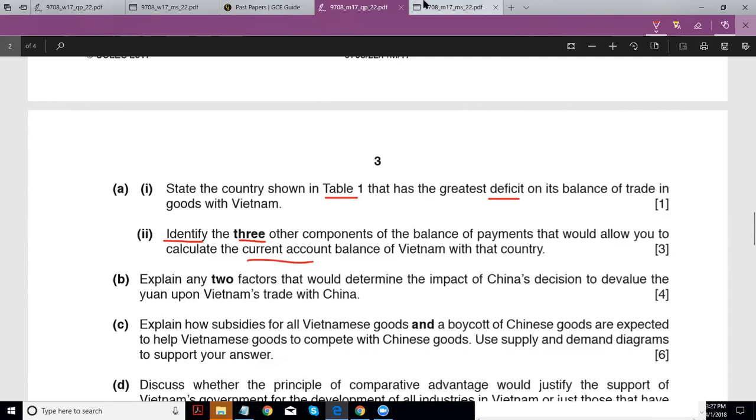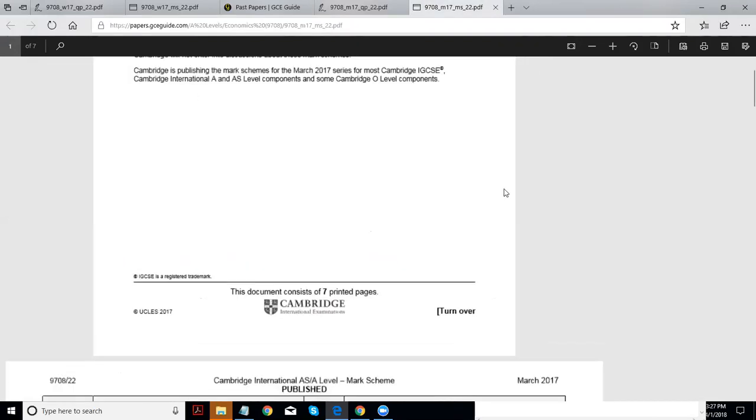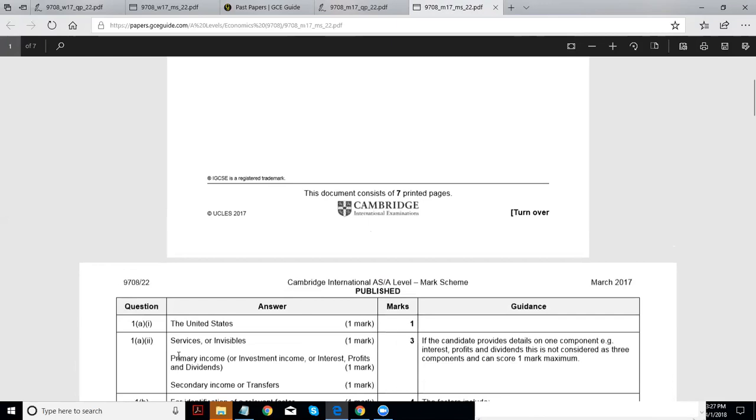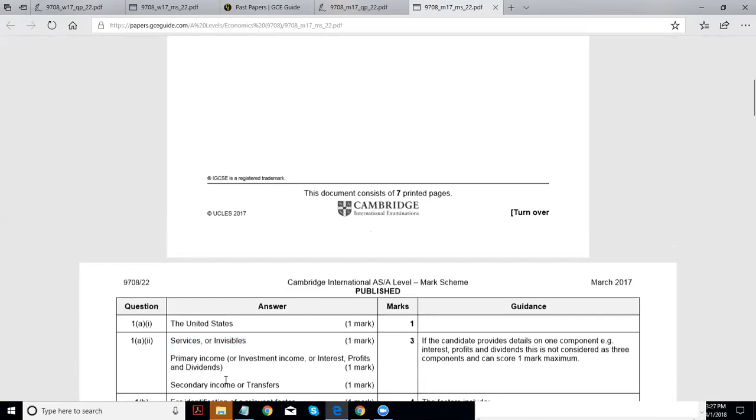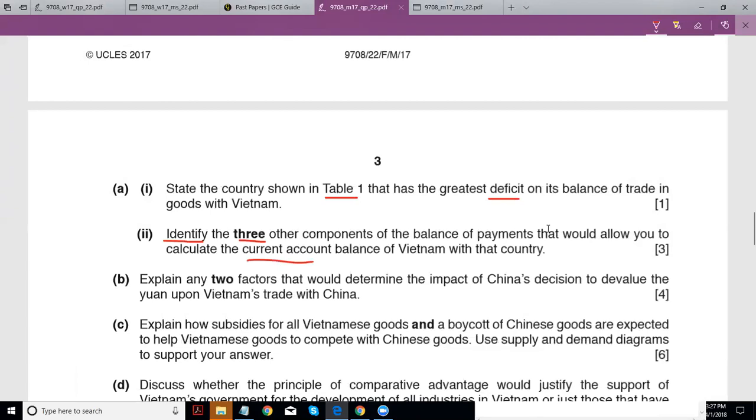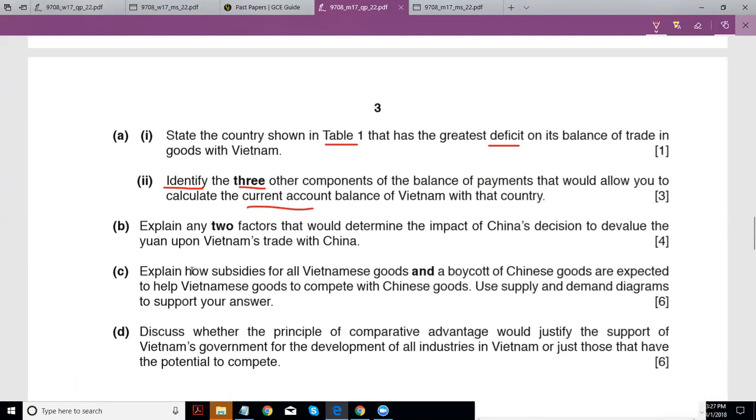Right, and I'm just checking the mark scheme as I go along, because maybe I'm doing this for the first time. So yeah, trade in services, or we call them invisibles, and you have income flows, or you can also call that investment income, and you can call these transfers as well. So that's it. You just need to identify three, not explain anything, and we'll go on to part B. These are quite short questions and get done quickly. Don't spend a lot of time on the first few questions. The 6 markers or the 8 markers are a little tricky though.